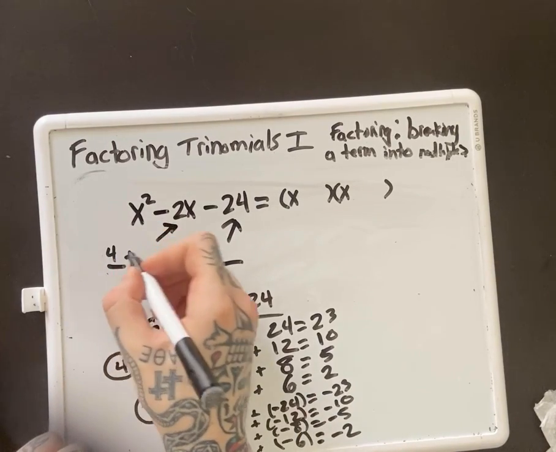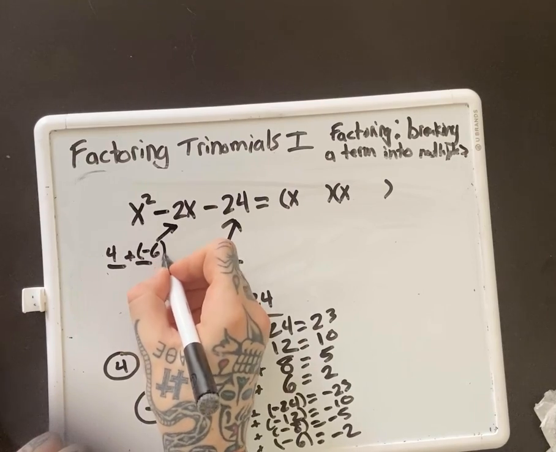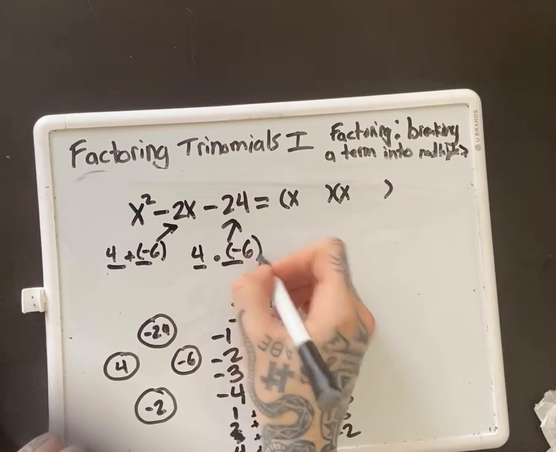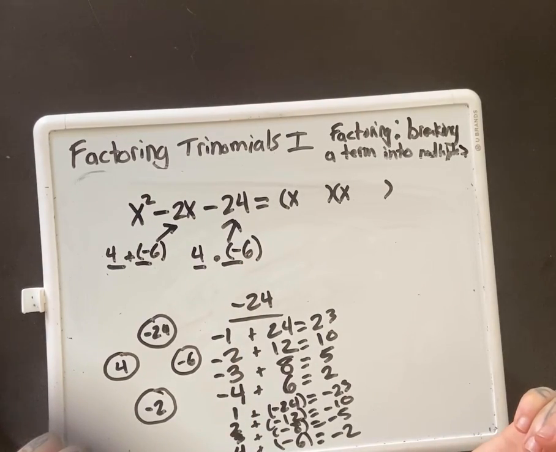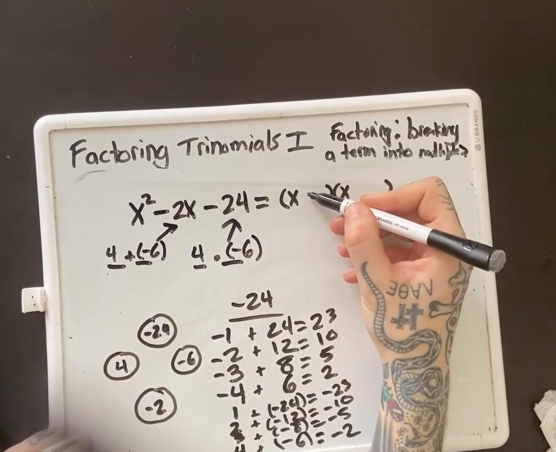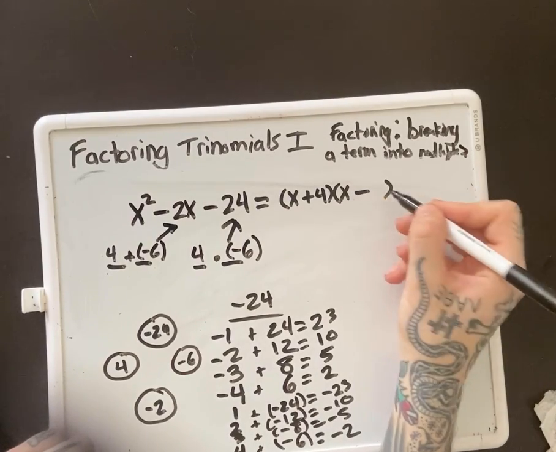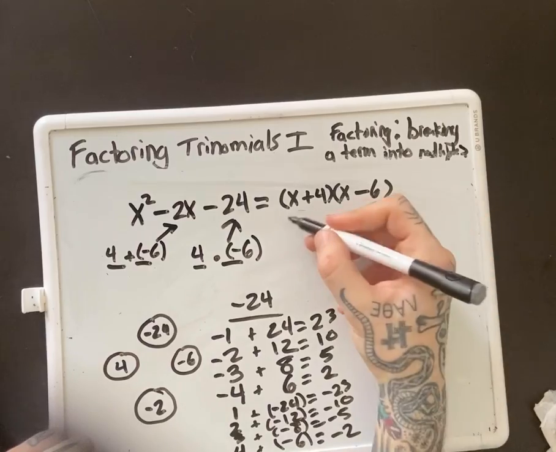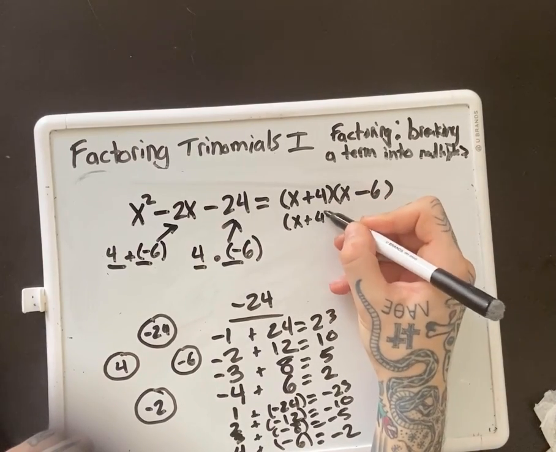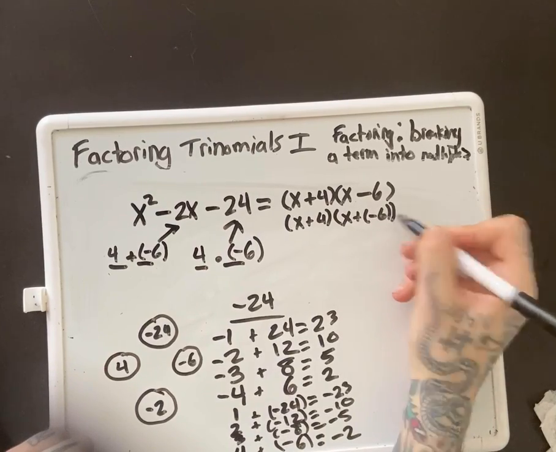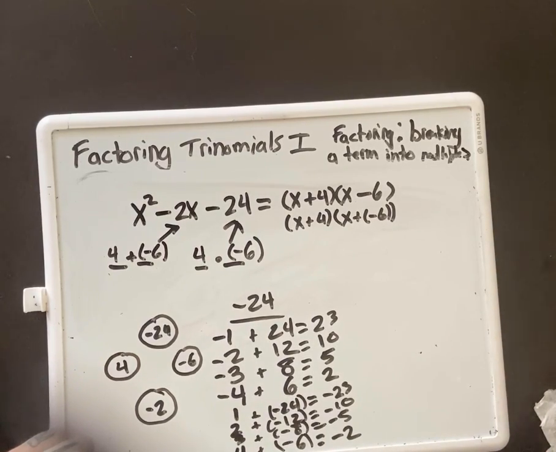So 4 plus negative 6 and 4 times negative 6. So notice one's positive and one's negative. So plus 4, because 4 is positive, and we can do minus 6. If you really want, you can do this, but I personally don't like writing it that way. Either's fine. I prefer this way though.